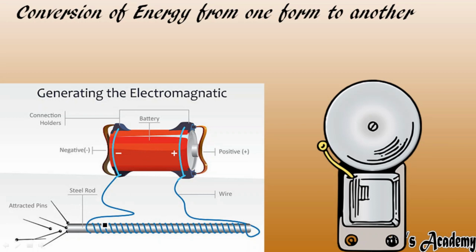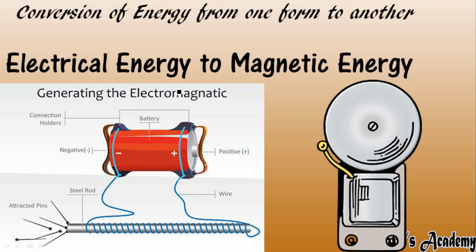Okay, electricity we are giving, so in the electric bell also we are getting magnetic effect, that's why it is attracted and strikes with the gong. So here electrical energy is converted into magnetic energy.